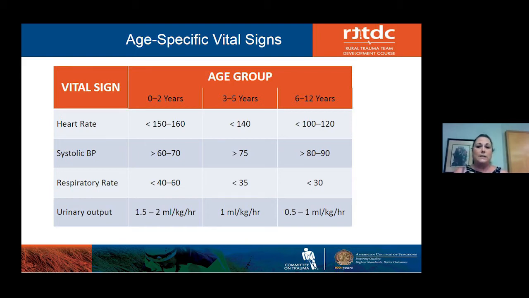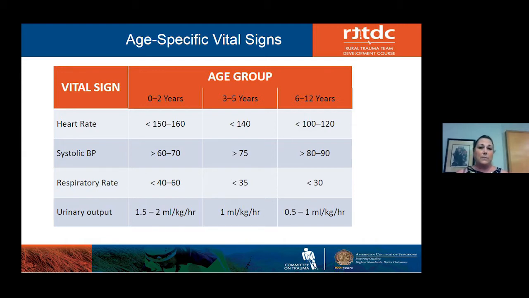For the 6 to 12 years old, I remember that one the easiest, because the cap is 120, 12 years is 120, and you're going for a range between 100 and 120. For 3 to 5 years old, I picked 140, which is in between the 3 and 5. That's how I remember the heart rate for the pediatric patient.